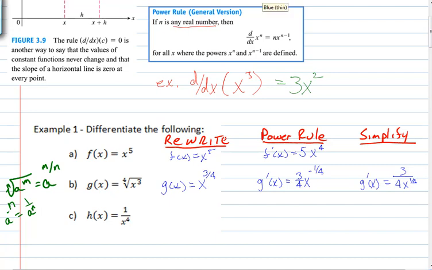The last one here in example 1 is going to be h of x. I want to use the negative exponents now to rewrite this as x raised to the negative 4. Do you see why?